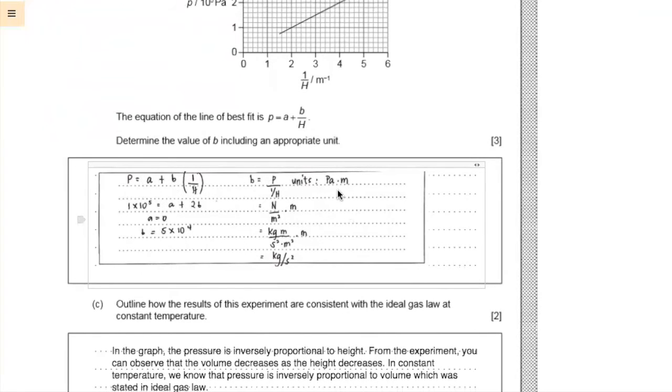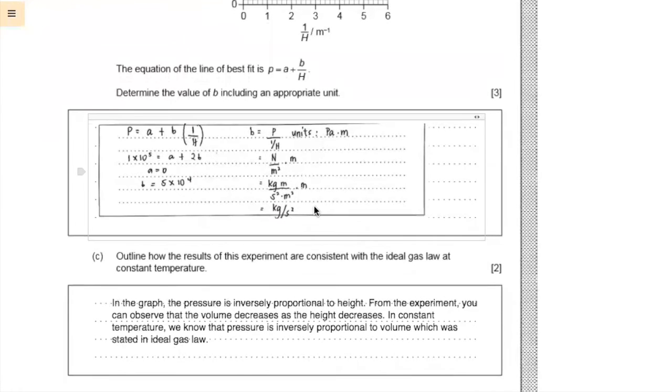However, we know that Pascal is also Newton per square meter, because remember that pressure is equal to force over area, and we know that Newton is kilogram meter per second squared. So we have kilogram meter per second squared times meter squared in the denominator times meter in the numerator. So we can just cancel the meter in the numerator and meter squared in the denominator, and we're left with kilogram per second squared. And that is the unit of this B.